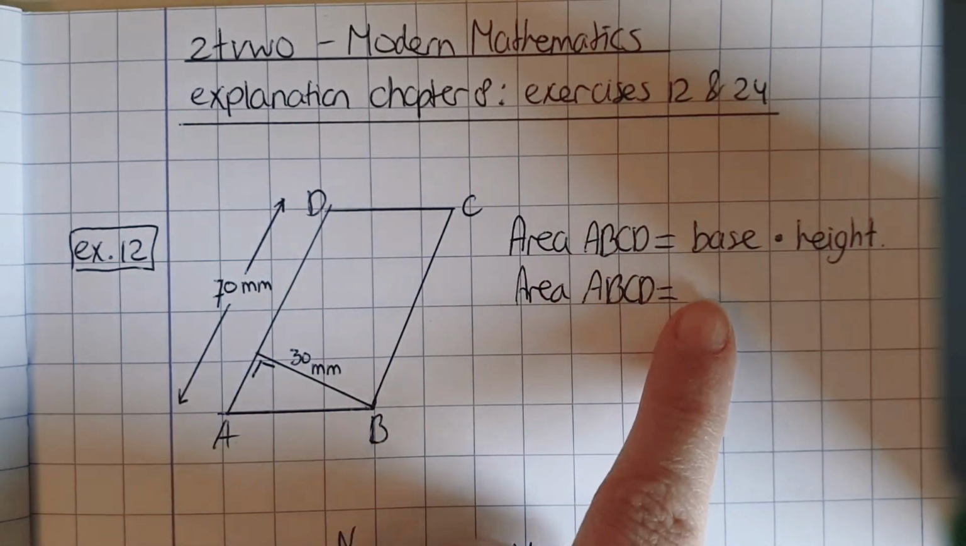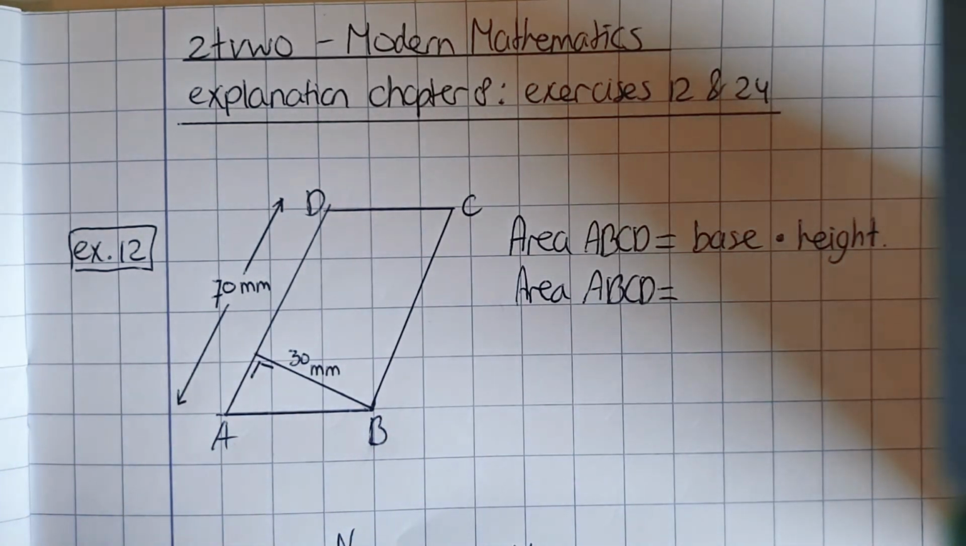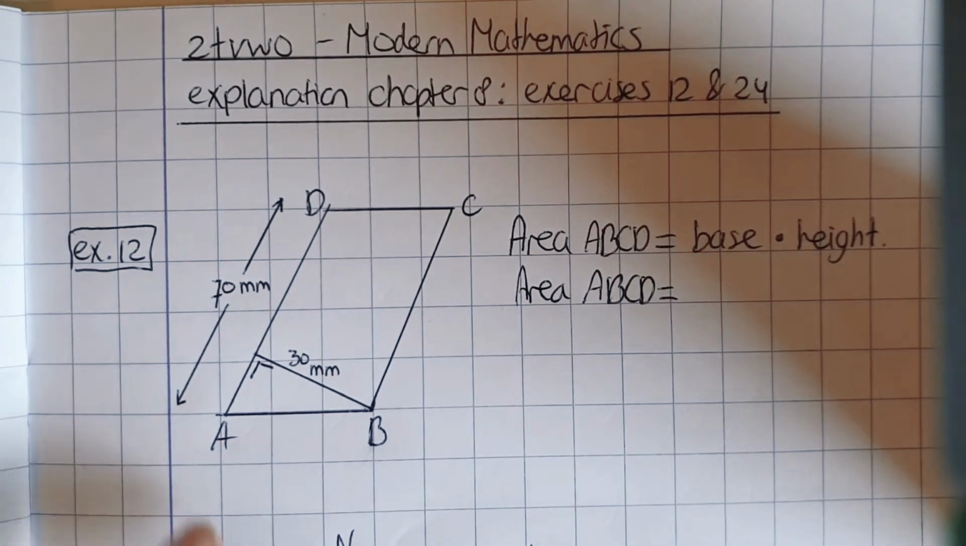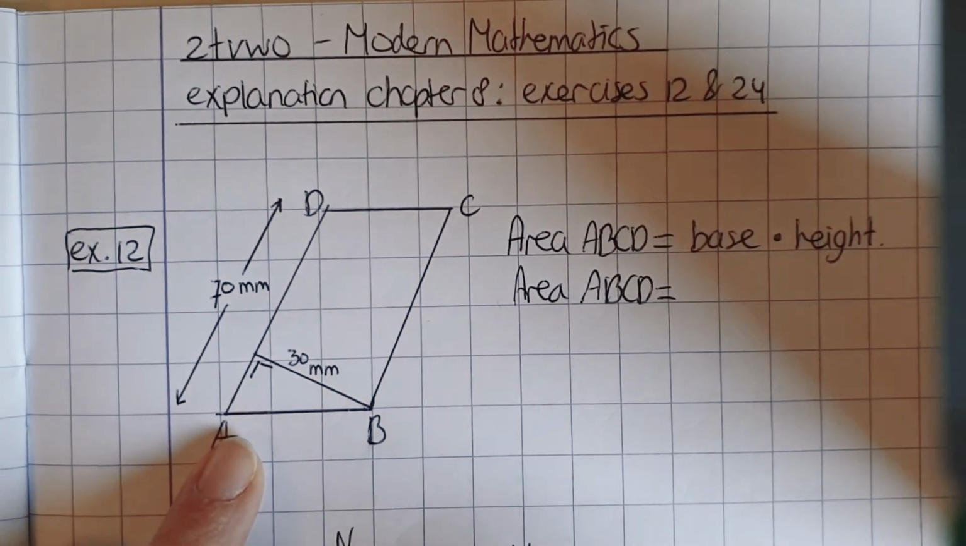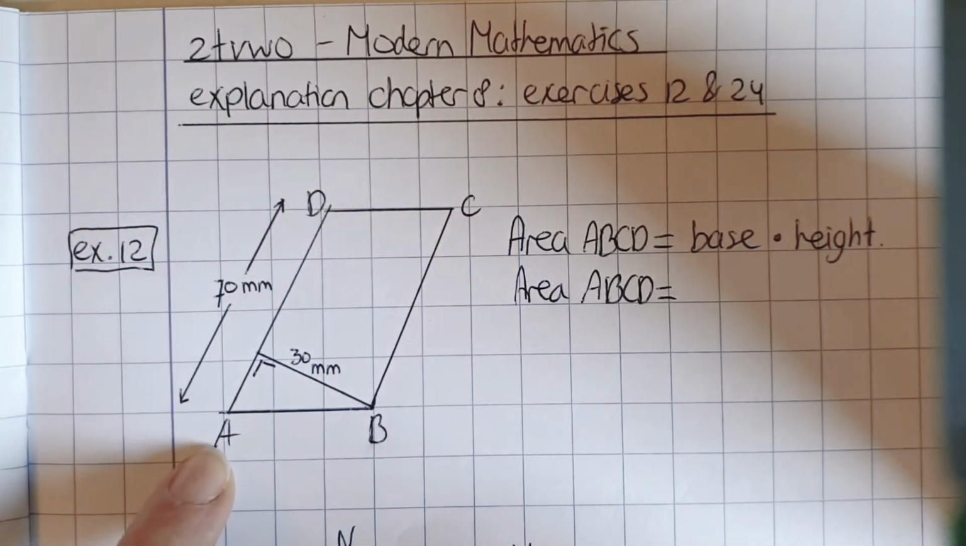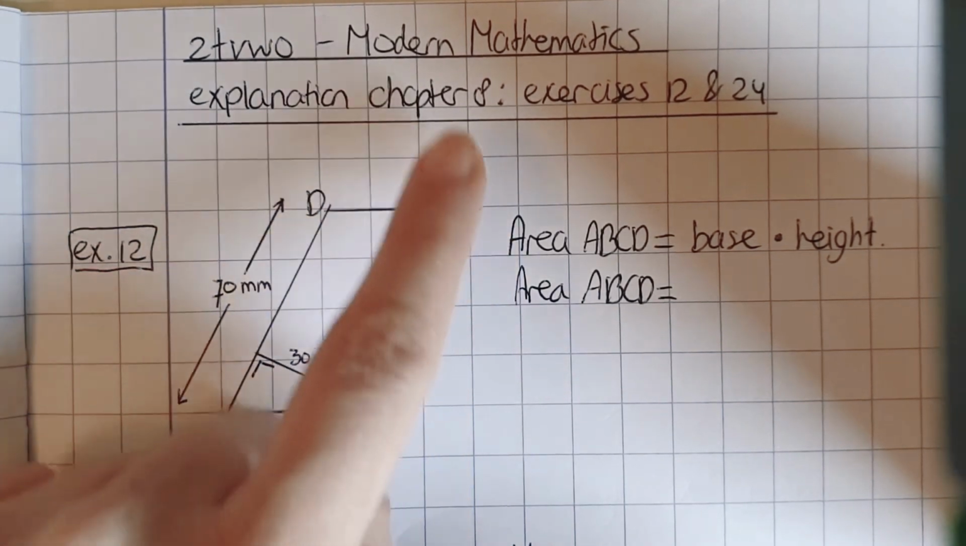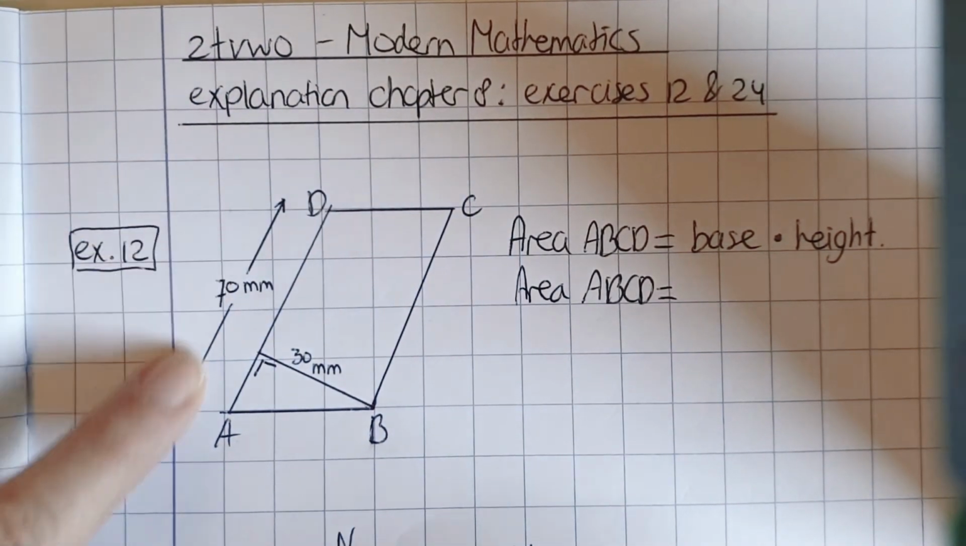A lot of students start with the calculation immediately, but then when you look it up later, you can't see what the calculation is about anymore. So you really have to write that down. Now, let me check where the base is. I'm gonna go around the parallelogram. The base is always an outside. I don't know this outside. I don't know this outside. I don't know this outside, but I do know this one.